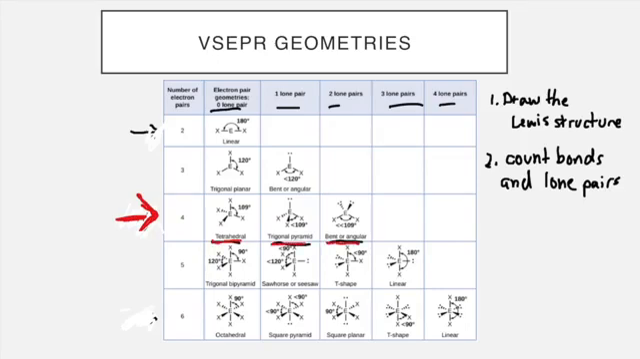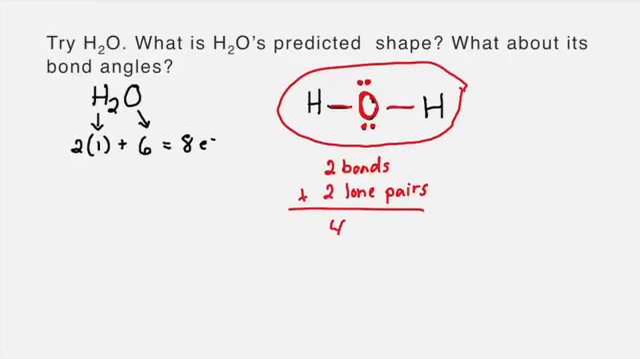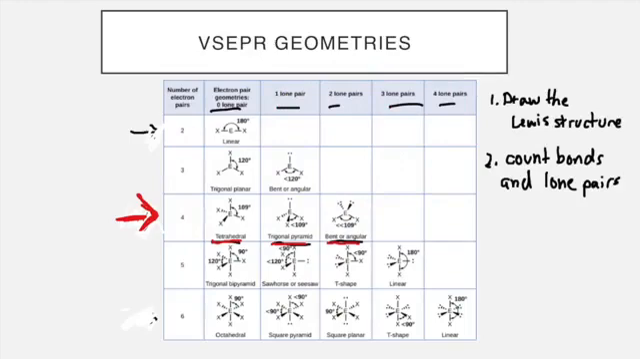To figure out which one it is, if you go back to the water, I have 2 lone pairs. So 2 lone pairs is this column. So this is the shape that it would take. This shape is called bent or angular. I've never heard angular before. I've always heard bent, so that's usually what it's called.